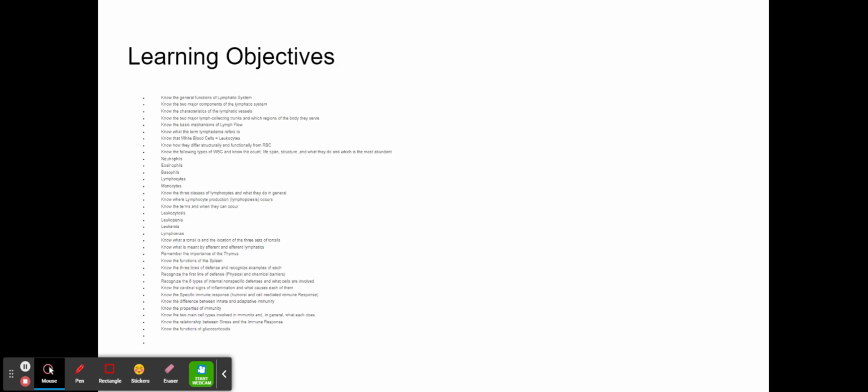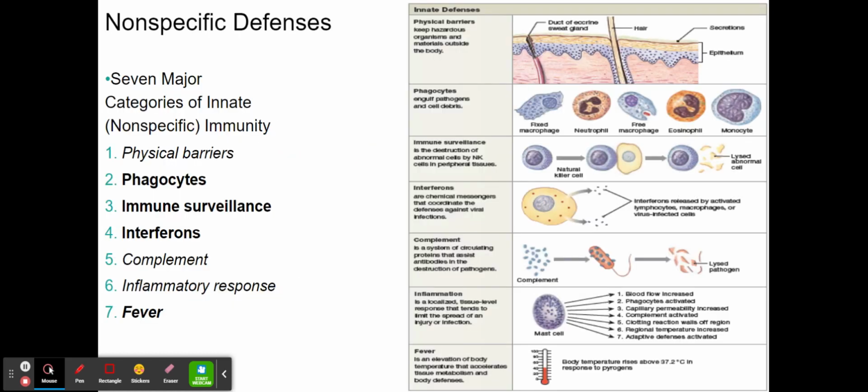As always, here are your learning objectives. Be sure to reference these when studying for your lecture quiz as well as your unit exam. Let's go ahead and get started.